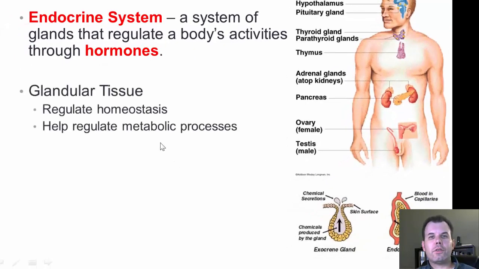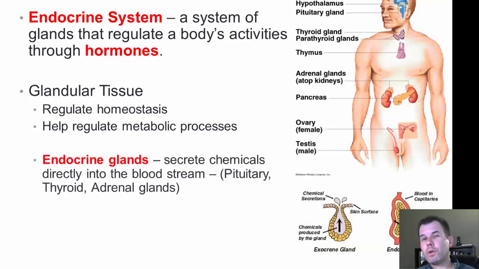Now, in the endocrine system, it's glandular tissue, and we've already discussed a little bit about glandular tissue. This is that epithelial tissue that we talked about early on in the tissue slides. What they do is they regulate homeostasis, again maintaining the body's balance, and they help regulate metabolic processes. And so you're going to see that they have a lot of different roles. They're not just tied up with one system, but really they regulate all the different body systems. And so we're going to see some of the different roles that they play. Now, there are two types of glands. There's the endocrine glands, which we're going to really focus in on today.